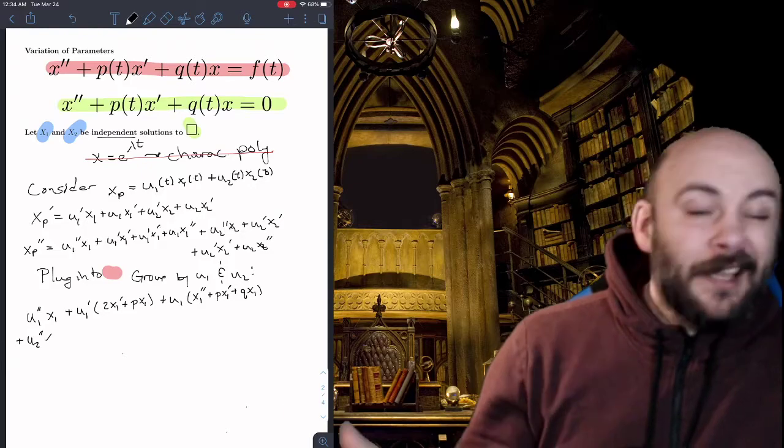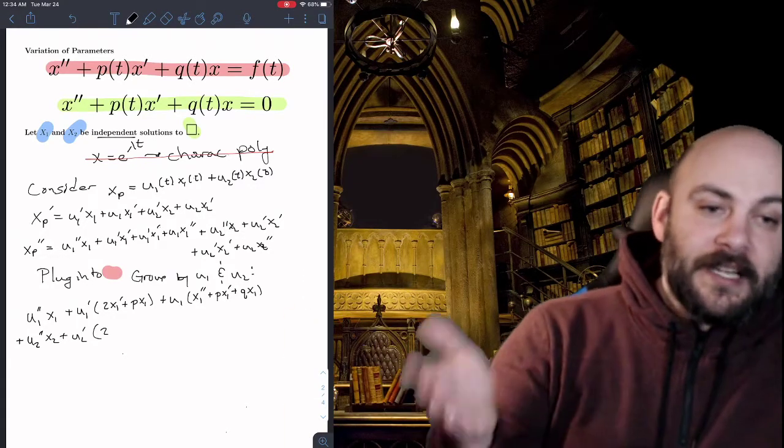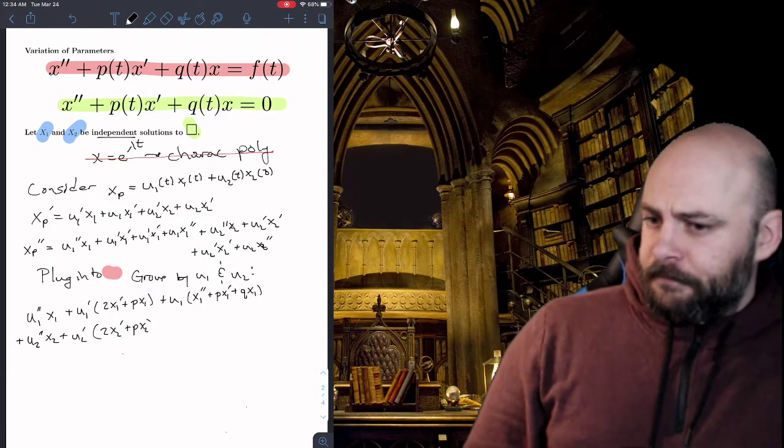Now, effectively, we have all the exact same u2 terms, except they're touching x2s now instead of x1s. Cool. So we're going to write that down.